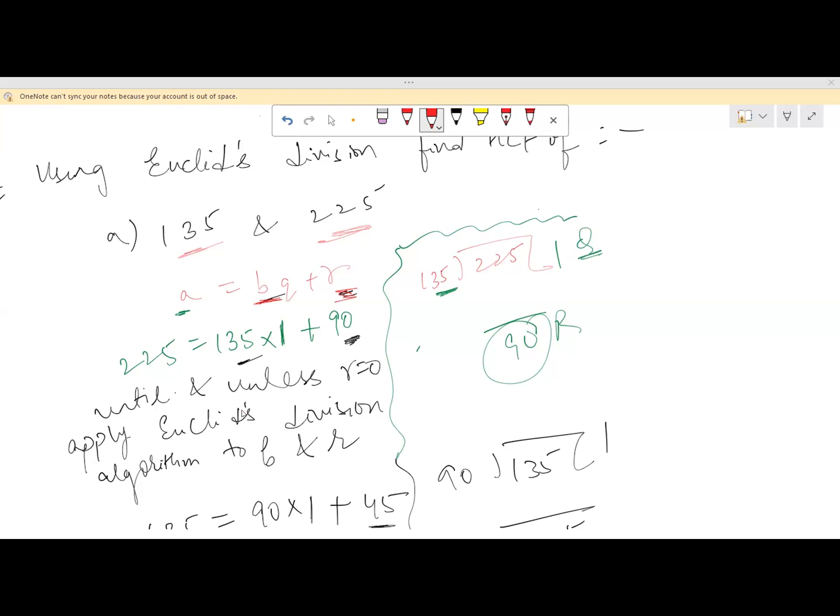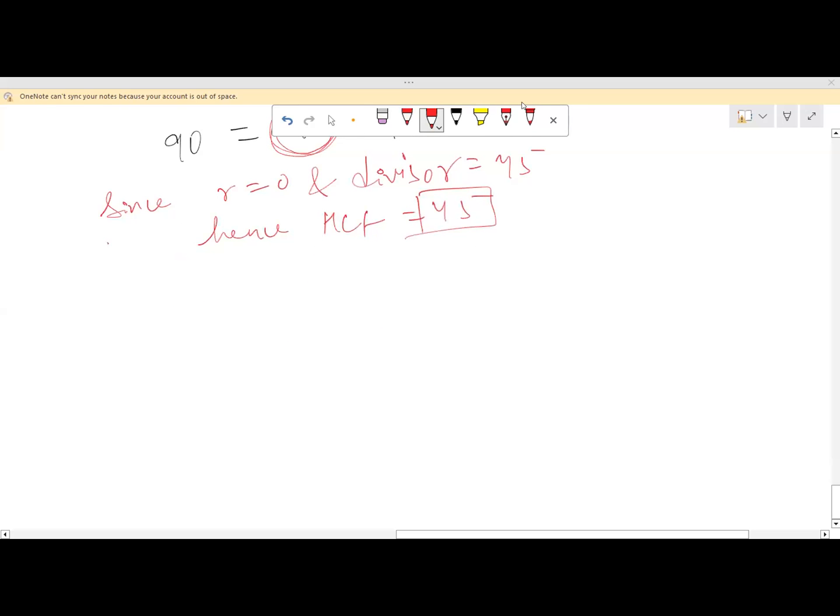Shall I give you a question? So this is also NCERT. Second part, 867 and 255. Using which method? Prime factorization, long division, Euclid's lemma. Euclid's. Yes.